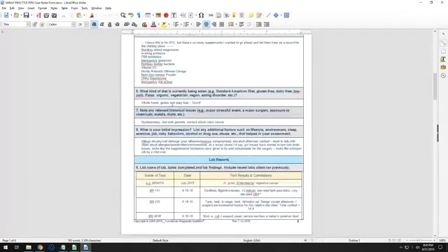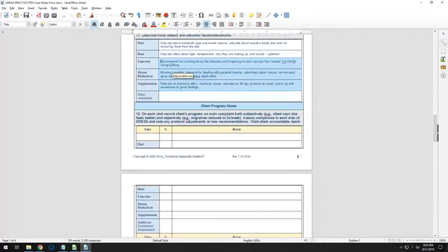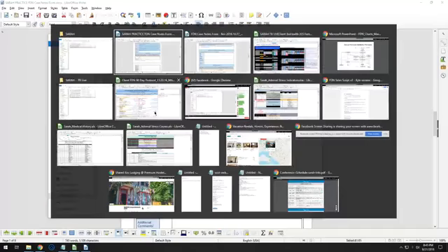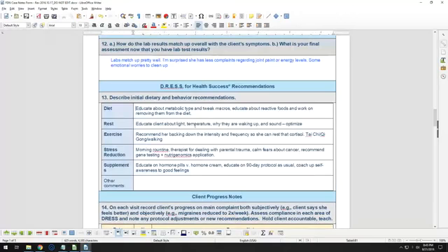So after looking at all of that, these are my recommendations, and I'll go through why I did them this way. Educate about metabolic type, tweak macros, educate about reactive foods, and work on removing them from the diet.